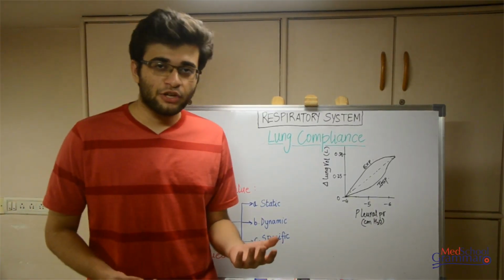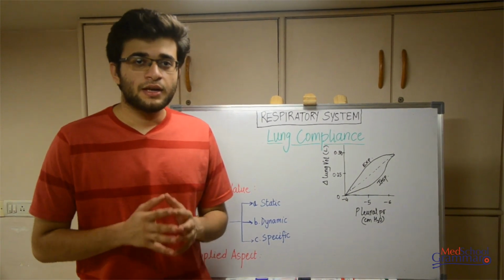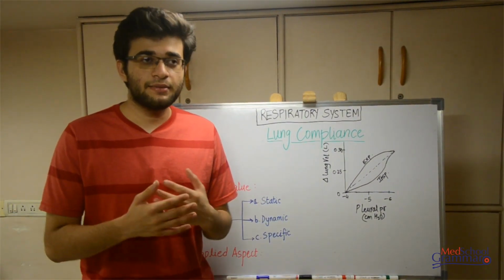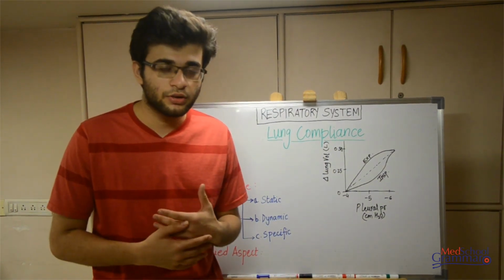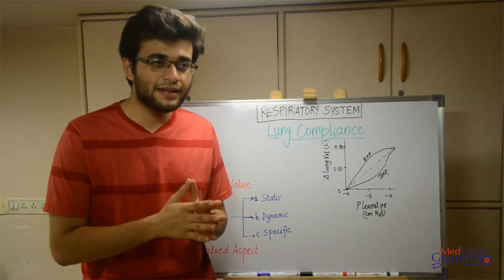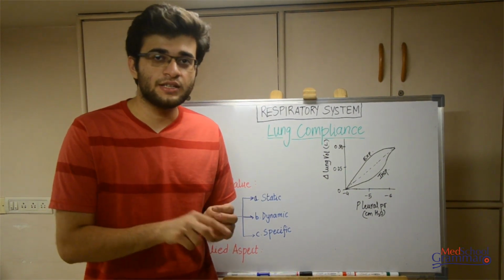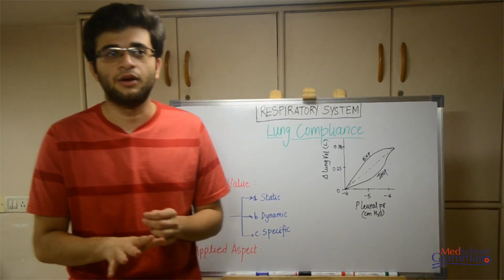So moving on to the next part of our discussion, that is lung compliance. What does compliance mean? Compliance means the distensibility of the lungs. The distensibility means how easily it can expand and recoil. So what is the technical definition for lung compliance? Lung compliance is defined as the change in volume per unit change in the transpulmonary pressure. What does that mean? Let's break that down.